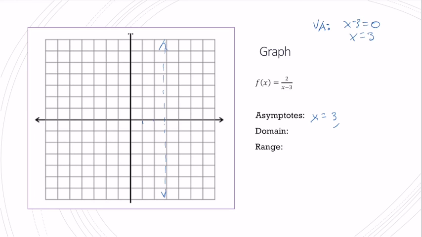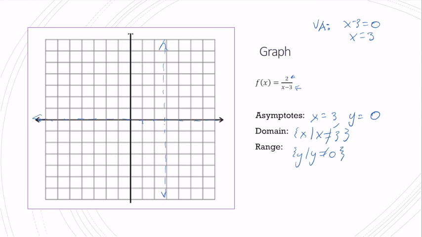All right, let's see about our horizontal asymptotes. The degree of my numerator, the degree of this is 0, is less than the degree of my denominator, this has a degree of 1, so I have a horizontal asymptote at y equals 0. So here's our horizontal asymptote. My domain is going to be all values of x as long as x doesn't equal 3. And my range is going to be all values of y as long as y doesn't equal 0.